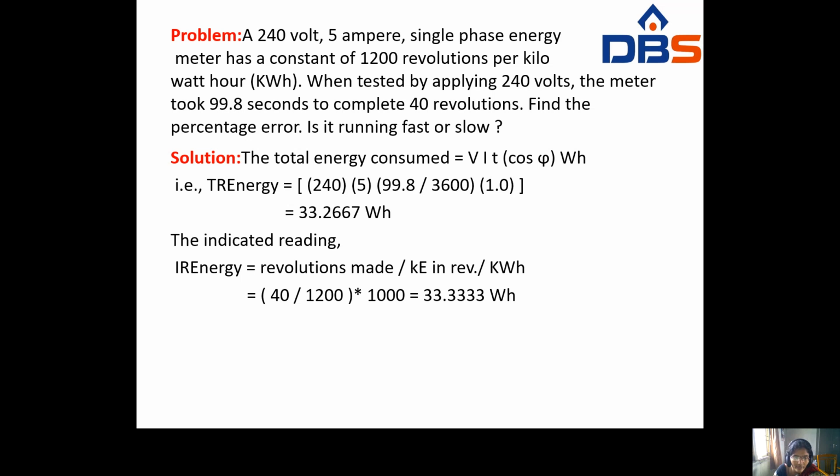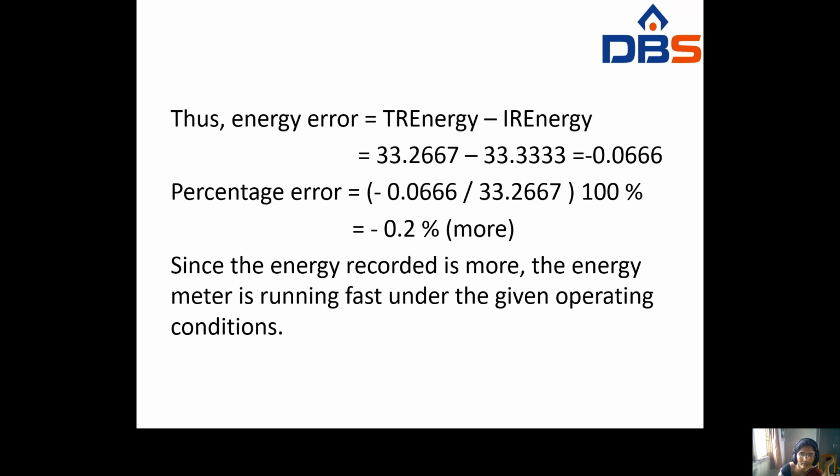So the total energy is the true energy. The indicated reading is the revolutions made per total revolutions. Revolutions made are 40, total revolutions are 1200. To convert this into watt hours, multiply by 1000. So you get 33.33 watt hours. The indicated reading value is 33.33 watt hours.